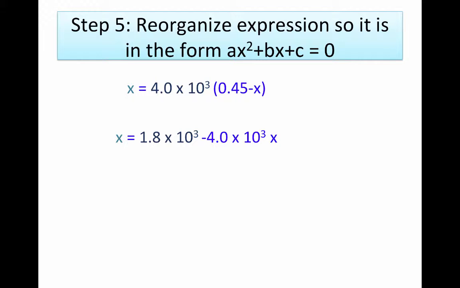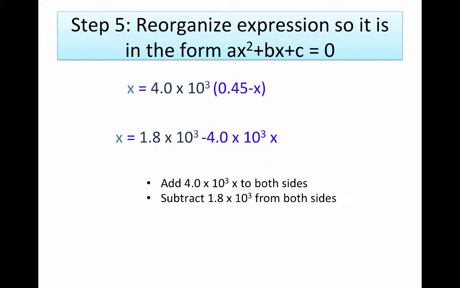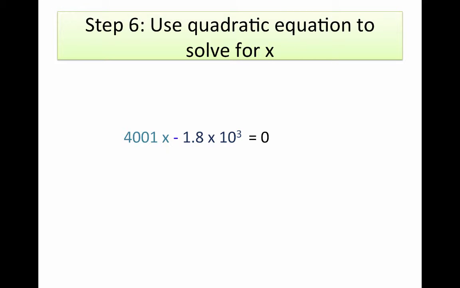Now, we need to get everything on one side of the equation so that it's equal to 0. And so we're going to add 4.0 times 10 to the third x to both sides and subtract 1.8 times 10 to the third from both sides. And we end up with 4001x minus 1.8 times 10 to the third equals 0. So in step 6, we're supposed to use the quadratic equation to solve for x, but we don't actually have a quadratic equation here. We only have an expression in terms of x and a constant. There's no x squared. So we can just go ahead and solve this for x. It's pretty easy, and when we do, we get x equals 0.45.